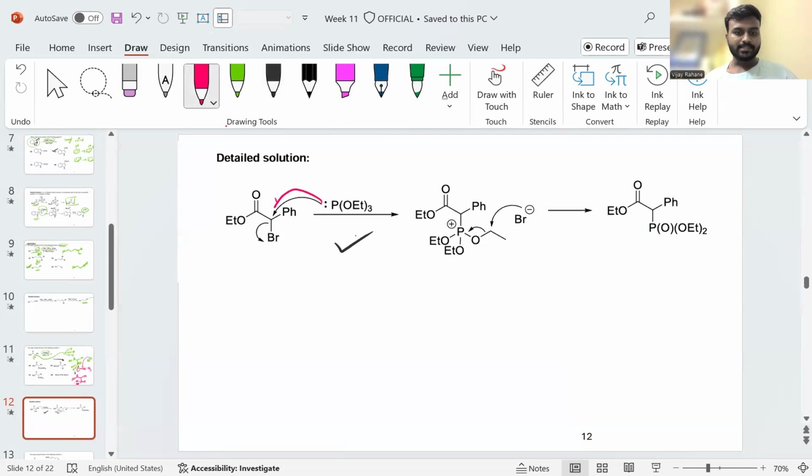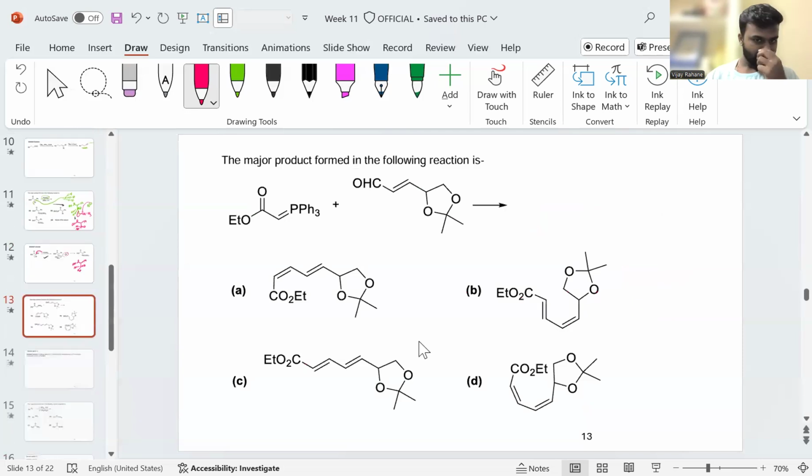The first attack is on the CH2. So Br minus is eliminated, and this eliminated Br minus now attacks on one of the ethyl chains. It gives the formation of P double bond O. So this is just the bracket P double bond O. So this will be, I just draw the full. So this will be the same. So that's the product formed in the reaction.